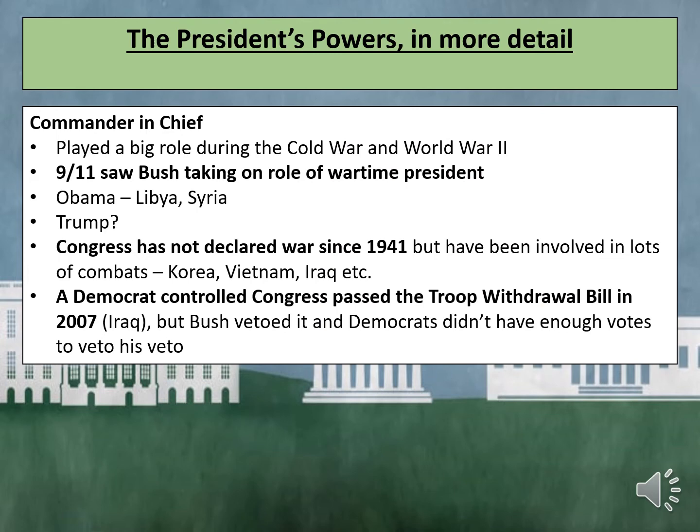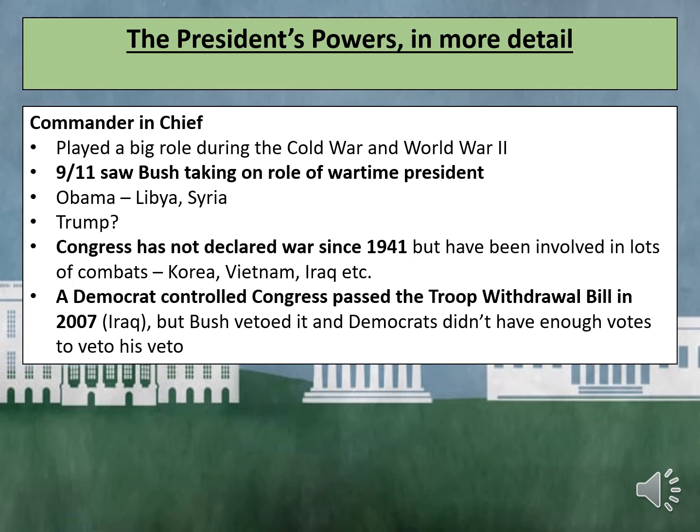Another foreign policy power that the President has is the Commander-in-Chief. This played a big role during the Cold War and the Second World War. 9/11 saw Bush taking on a role of a wartime president, and Obama can be argued as a wartime president in terms of Libya and Syria.